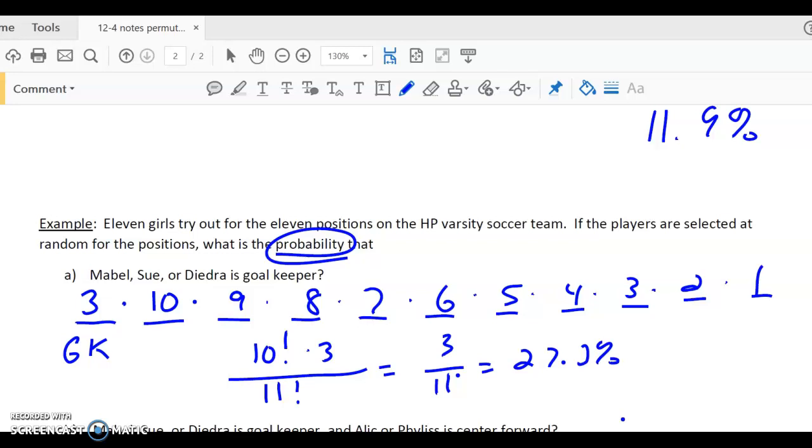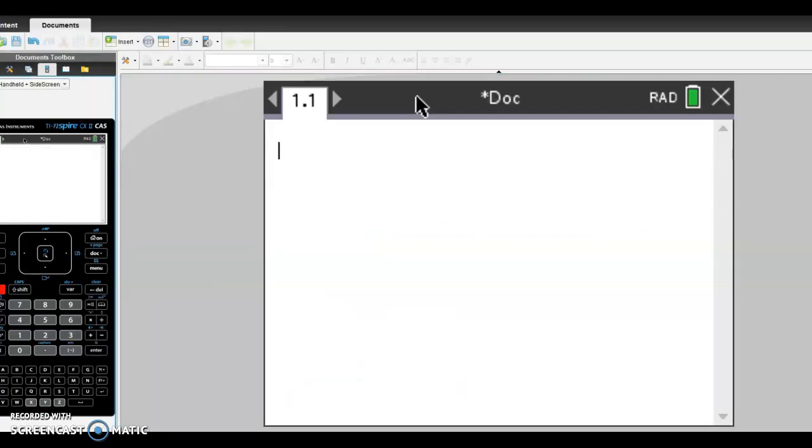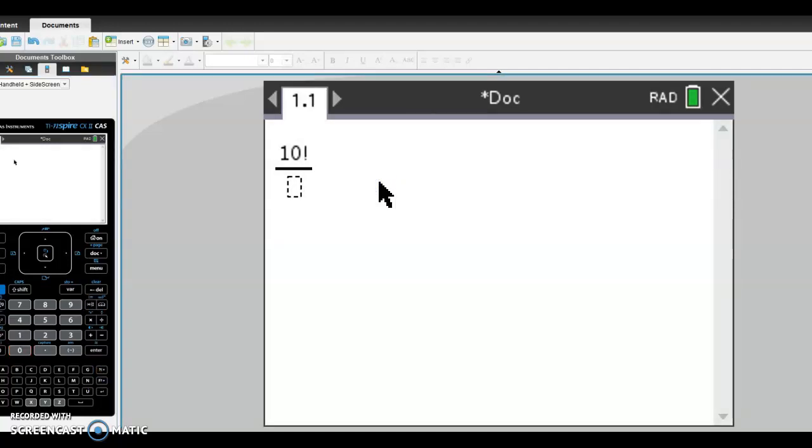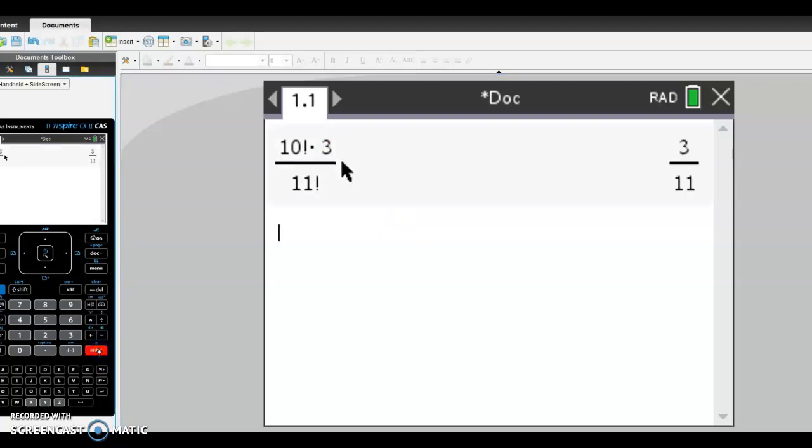So if we go to our calculator just to show you how we could compute this very quickly, we can do a 10 factorial. Remember the factorial button from last chapter is going to be under the enter sign. And then times 3 over 11 factorial. And you can see we get 3 over 11.